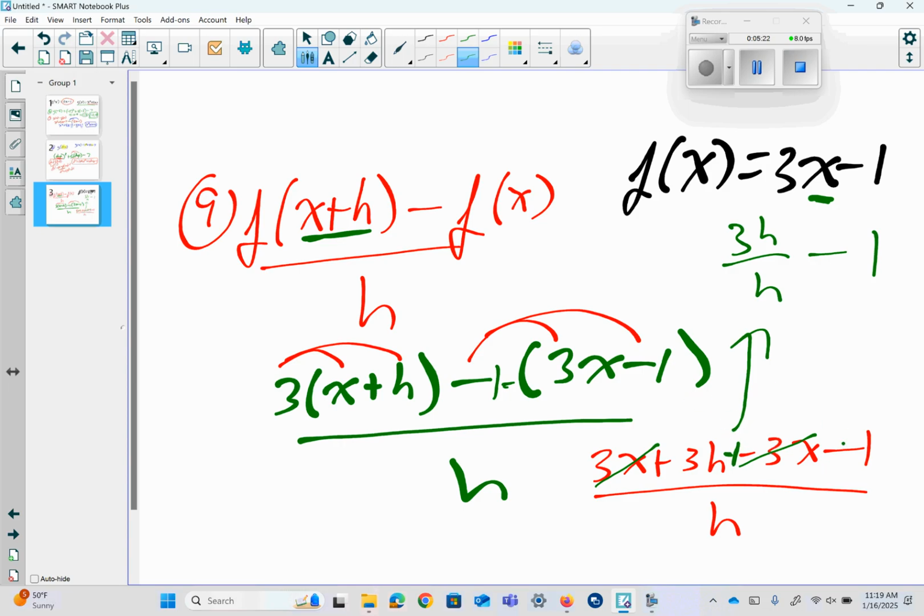And then that should be a plus 1. Okay, there we go. Oh, I knew I wasn't getting the derivative right. Those cancel out, so that's gone here. So we get 3h over h. So that means that the answer results in being 3.